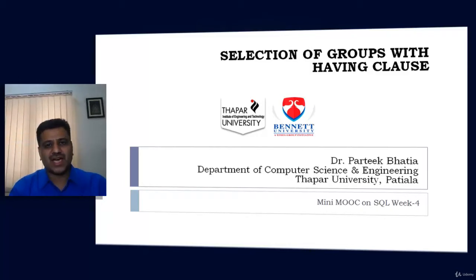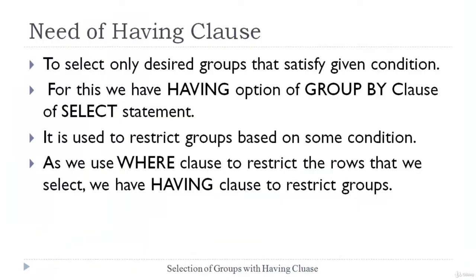Let's start this session. As we have already discussed in previous session, we can use group by clause to make grouping on a single column or group of columns. Sometimes it is important to select some desired group out of all available groups based on some condition. And to perform this task, we have to use having clause with group by clause of select statement. It is important to note that where clause of select statement is used to select desired record, while having clause is used to select desired groups.